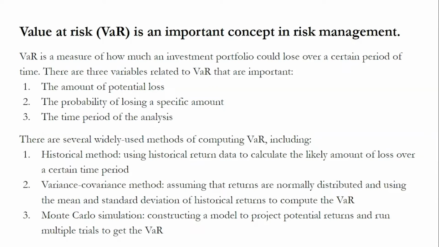There are several widely used methods of computing value at risk, including first, the historical method, which uses the historical return data to calculate the likely amount of loss over a certain period. Two is the variance-covariance method, assuming that returns are normally distributed and using the mean and standard deviation of historical returns to compute the value at risk. Three, Monte Carlo simulation, constructing a model to project potential returns and run multiple trials to get the value at risk.